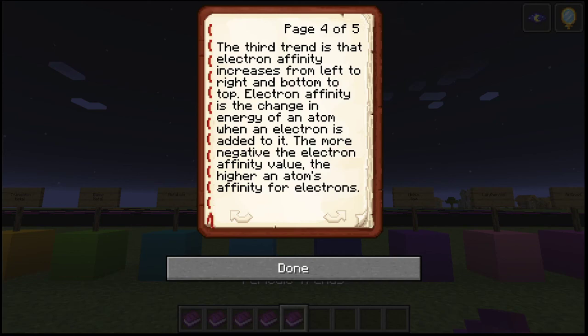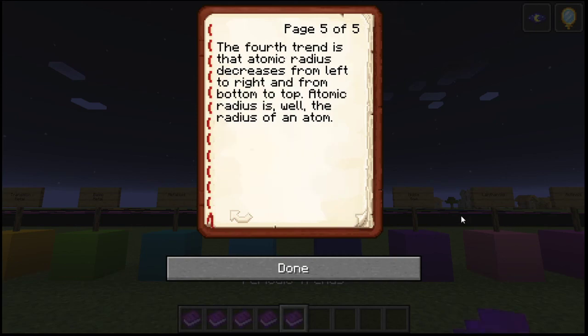Ionization energy is the amount of energy required to remove a valence electron from an atom. Thus, the lower the ionization energy of an atom, the more likely it is to bond. The fourth trend is that atomic radius decreases from left to right and from bottom to top. Atomic radius is, well, the radius of an atom.